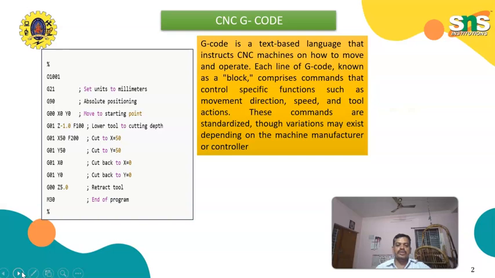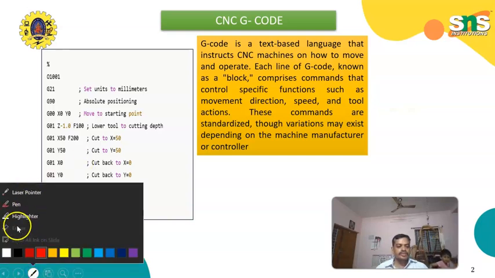Next is G code. G code is a commonly used code: G00, G01, G02, G17, G20, G28, G40. These are the common codes. G00, the mentioned G codes.